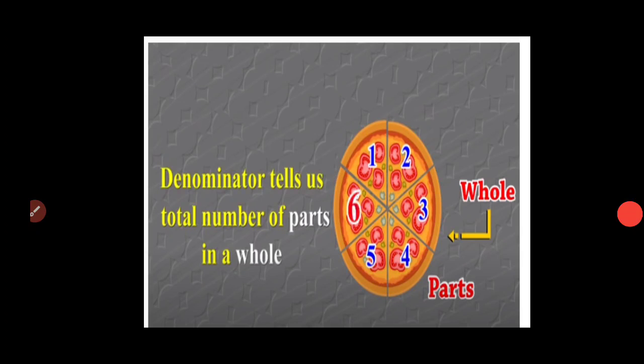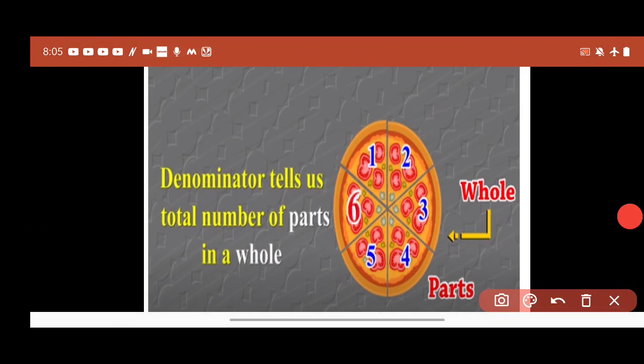Children, as you can see, the pizza was divided into 6 parts, right? So basically, the denominator tells us the total number of parts in a whole. If you see, this pizza was a whole which was divided into 6 parts. So it means how many parts does the whole have? 6. So the number which is below the line represents the total number of parts in a whole.